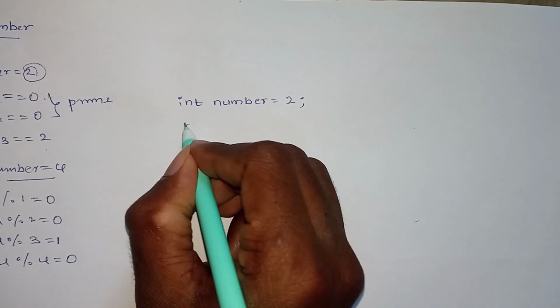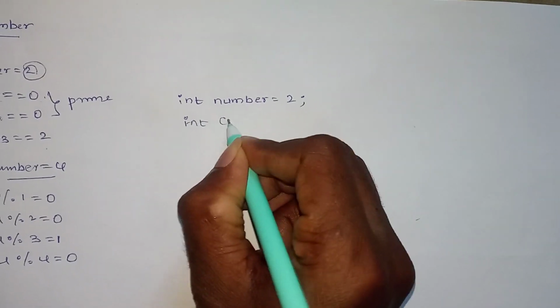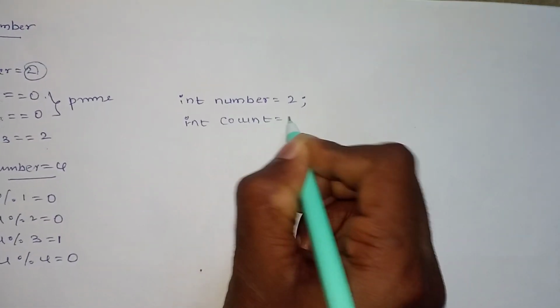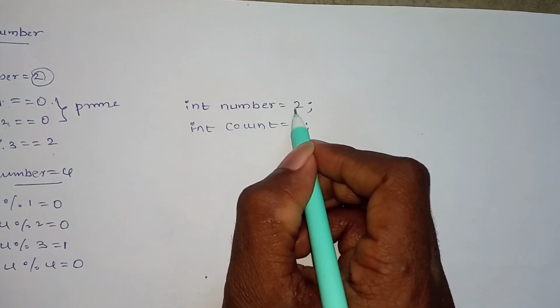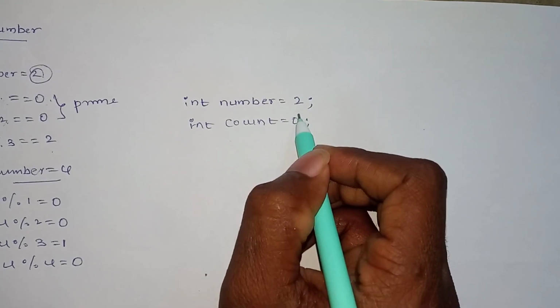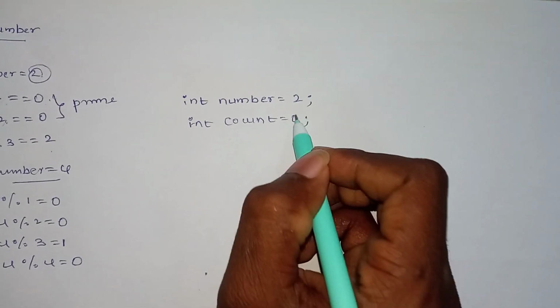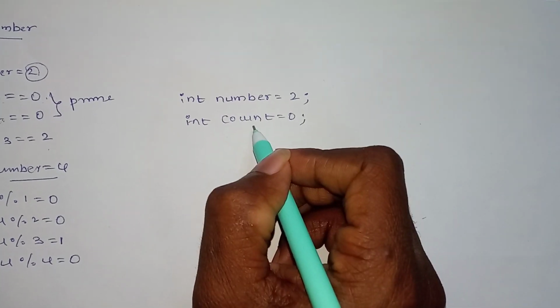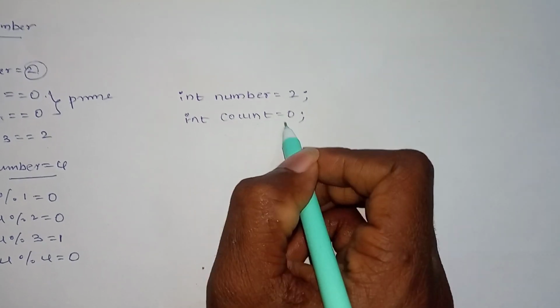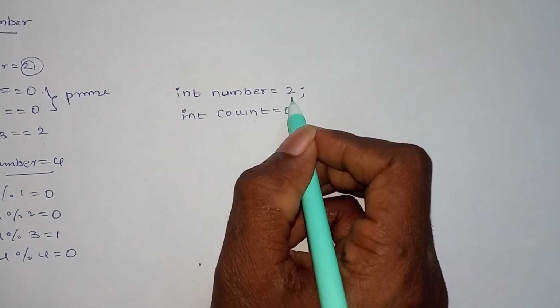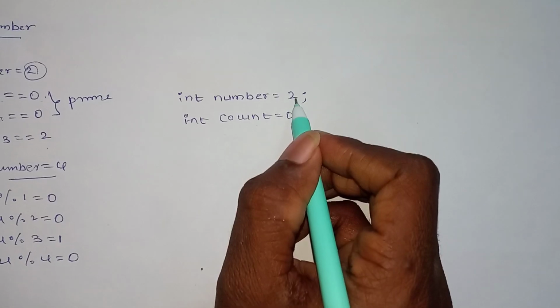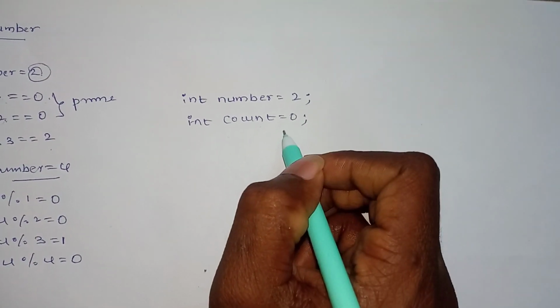And let us consider a variable, int count equals 0, because whenever this number 2 is divided by 1, it gives the remainder 0. At that time we need to increment the count by 1, so count becomes 1. And then when 2 is divided by 2, it gives the remainder 0.